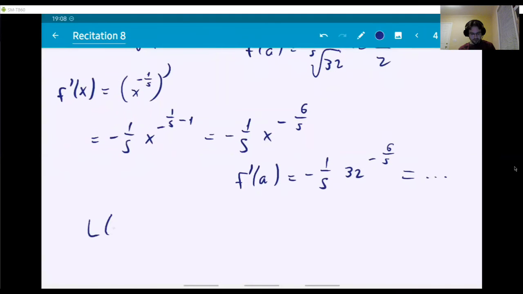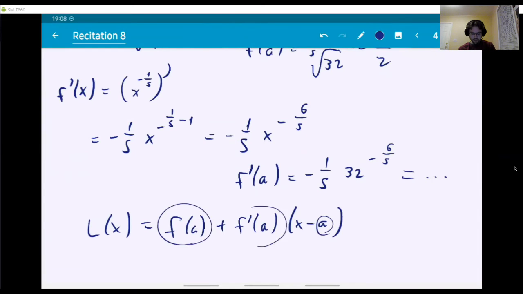What is L of x? Now the linear approximation is always like this: f of a plus f prime of a, x minus a. This is the process for finding a linear approximation. So a is 32, f of a we just computed, f prime of a is up here, whatever that is. So we know all those parameters.